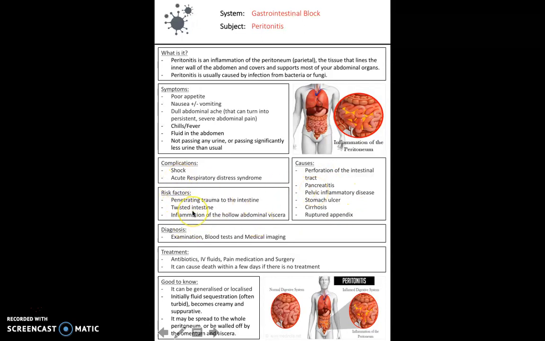The risk factors for peritonitis link to the causes, so some kind of penetrating trauma to the intestine links to this perforation of the intestinal tract, twisted intestine, inflammation of the hollow abdominal viscera. We can diagnose this using examination, blood tests and imaging, and usually we can treat it with antibiotics if it's bacterial, with IV fluids, pain medication and potentially surgery if it needs curing immediately, because it can cause death within a few days if we fail to treat this. So as we said, it can cause shock, consequently it can cause death.